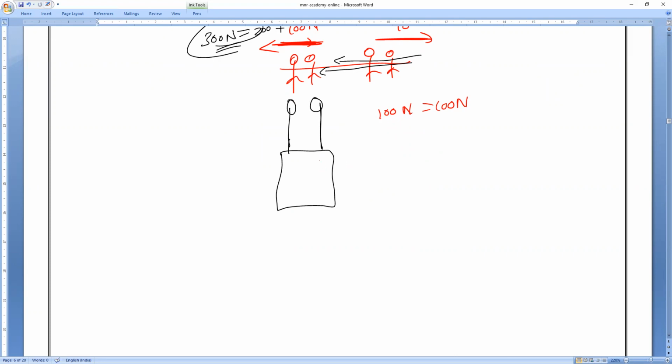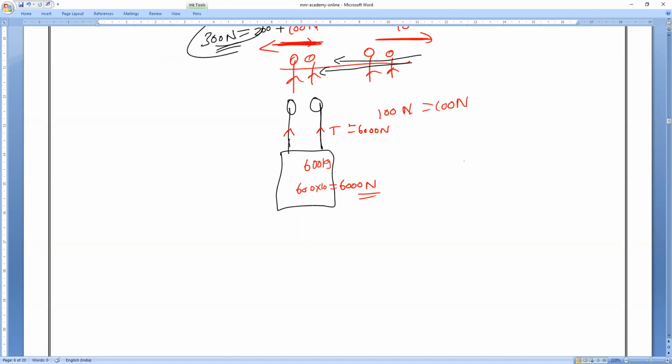For example, the capacity of the lift is 600 kg. So if it is 600 kg, what is the weight? 600 into 10 equals how much weight? 6,000 Newtons. Understanding, everybody? So the tension in the string is also maximum how much? The tension in the string is also a maximum of 6,000 Newtons. Clear?